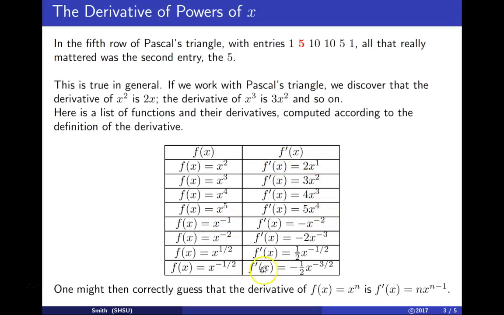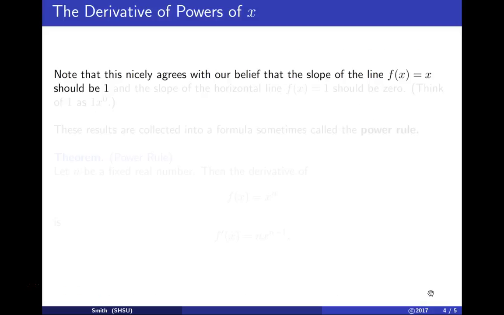So our formula for the derivative of a power of x, the derivative of x to the n, is n x to the n minus 1. The old exponent comes down, and the new exponent is the old one minus 1. This nicely agrees, by the way, with our belief that the slope of the line f of x equals x should be 1. Y equals x has slope 1. And if I think of x as x to the first power, then this pattern would say that my answer ought to be 1x to the 0, and that's 1. So we can even apply this result to the equation for a line.